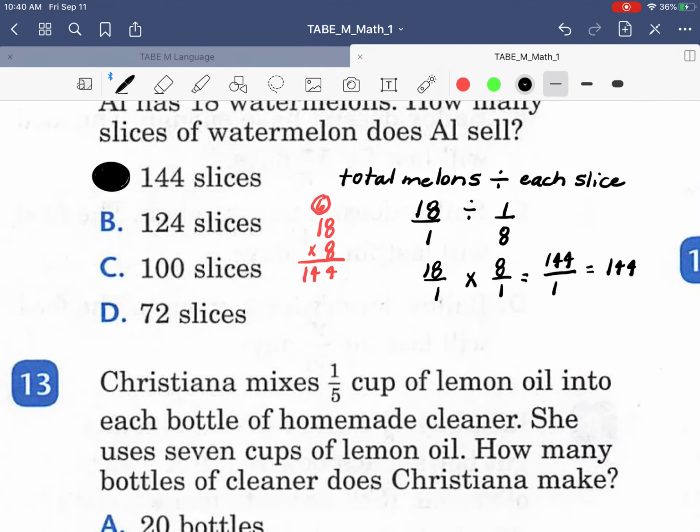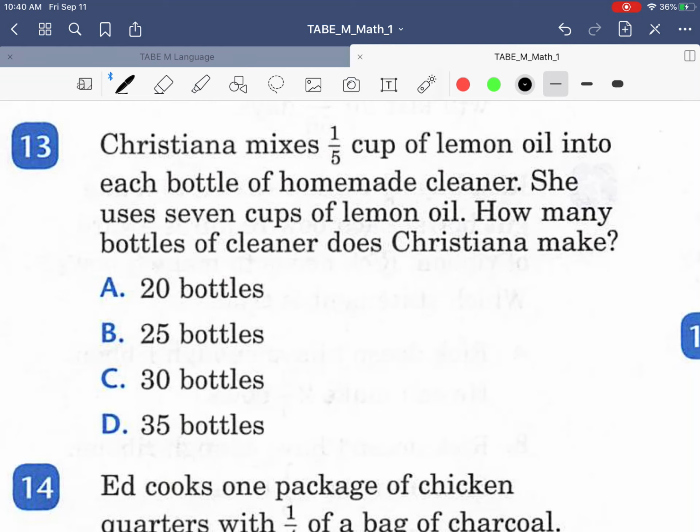Number 13. Christina mixes 1/5 of a cup of lemon oil into each bottle of homemade cleaner. She uses 7 cups of lemon oil. How many bottles of cleaner does Christina make?